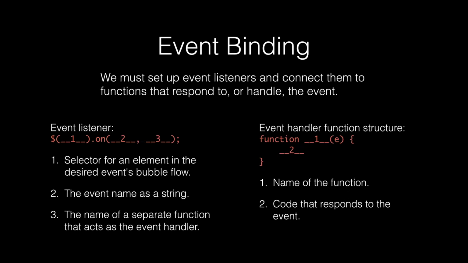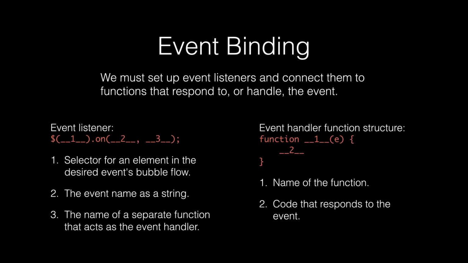In order to do that, we need to talk about something called event binding. This is where we set up event listeners and connect them to functions that respond to or handle the event. So we're going to have a listener that is going to call a handler. So those two terms are very important. The listener we attach to an item, an element in the document, and give it a specific event to listen for on that element. Then we connect it to a function that will be called as a result.